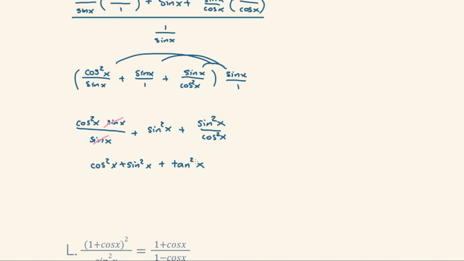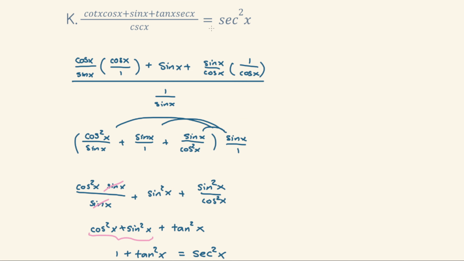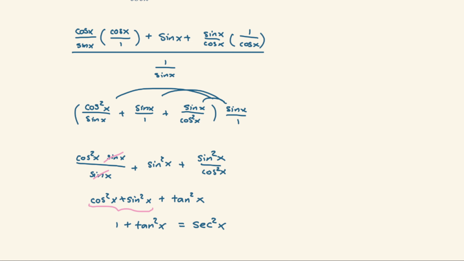Now, once again, we have cos squared x plus sine squared x. You should recognize this by now. This comes out to 1, right? So you have 1 plus tan squared x, and this is an identity as well. 1 plus tan squared x is going to be secant squared x, and that is what we wanted to show from the start. Okay, so that's good.